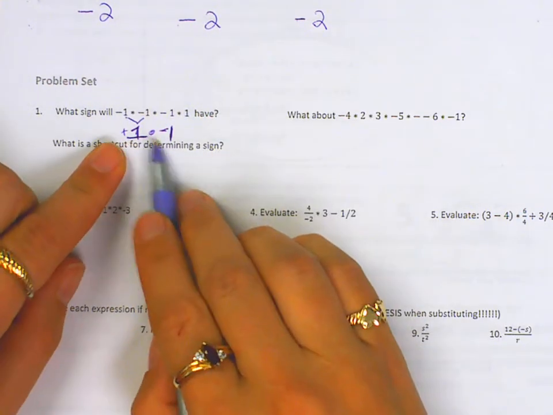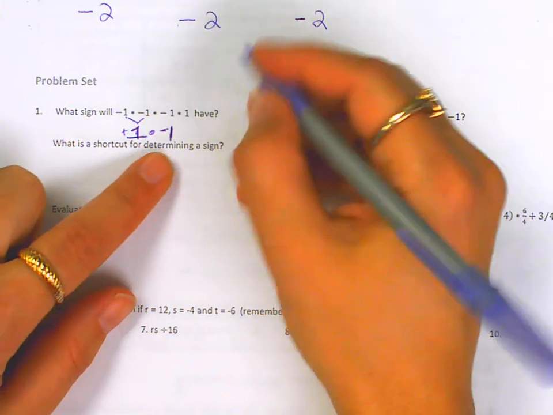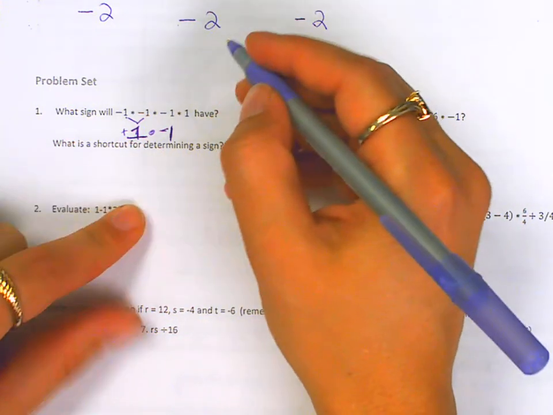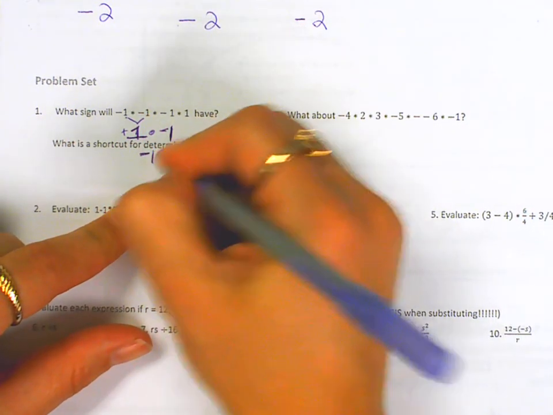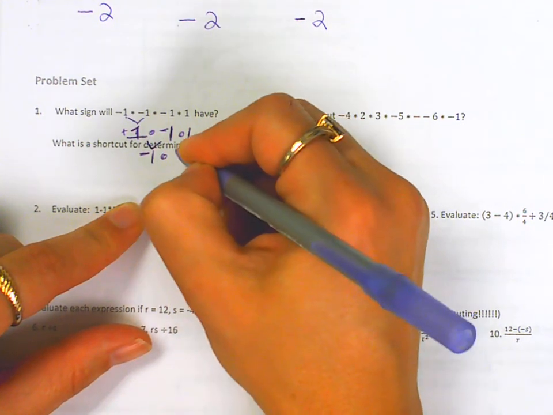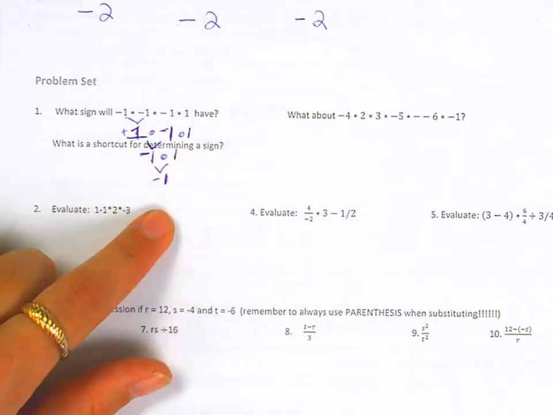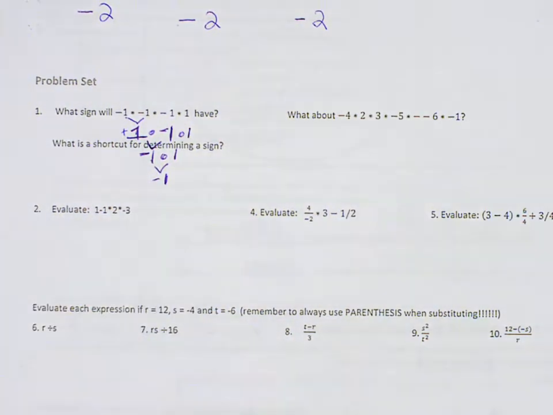These signs are different, so that's going to come out a -1, which I'm kind of running out of room for. So then these signs are different, so that's going to be negative. So this comes out negative. How many negatives were in this problem? There were 3 negatives in this problem, and the answer came out negative.